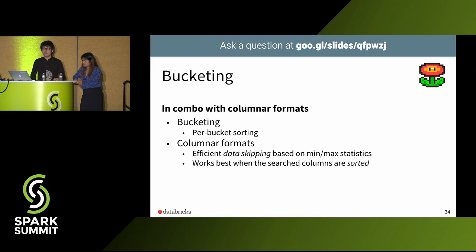And here is an interesting experience. When you are using bucketing together with a columnar format, you can gain much more performance benefits. The reason is that bucketing, as we just mentioned, can be used to sort the data within every single bucket. And columnar formats like Parquet and ORC come with efficient data skipping features based on min-max statistics. This kind of data skipping feature works best when we are searching columns that are sorted.